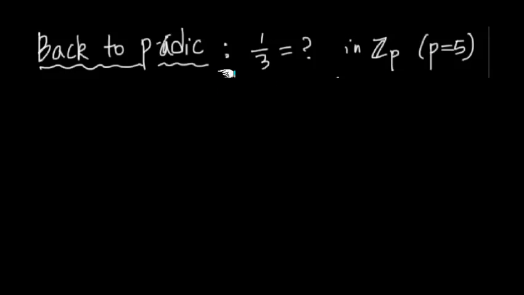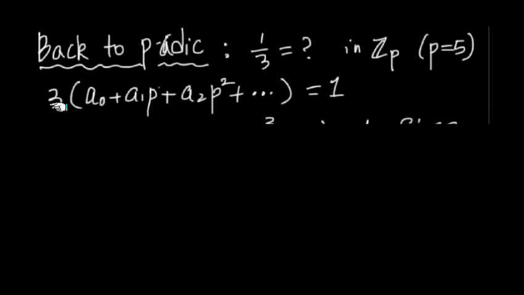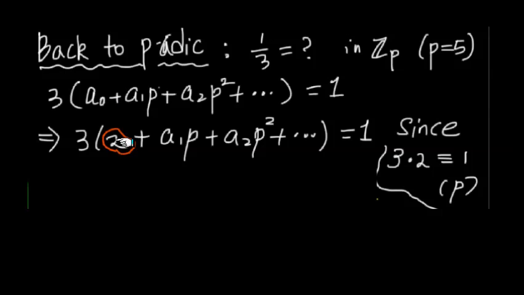Let's make a statement analogous to what we did for the decimal expansion. This is what we're looking for in the P-adics: 3 times what number in the P-adic integers is going to be 1. That's exactly 1 divided by 3. How to find this a0 is a modulo P calculation. First you choose 2, because 3 times 2 is 1 mod P, where P here is 5. That's why we choose this one.